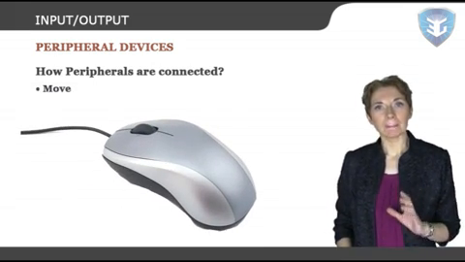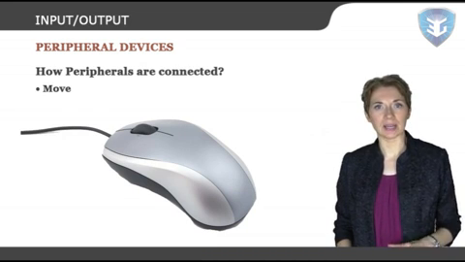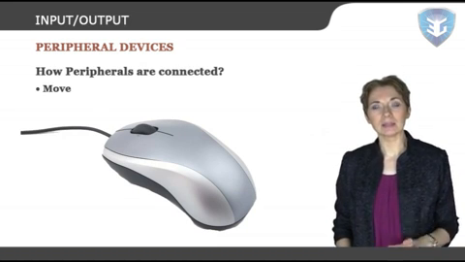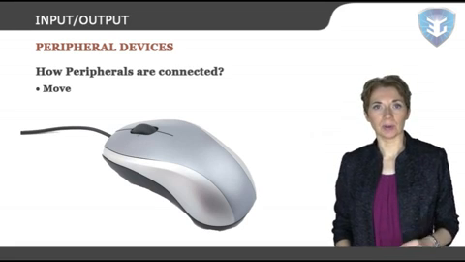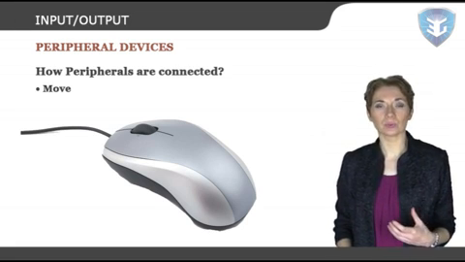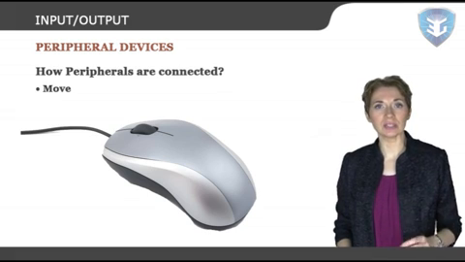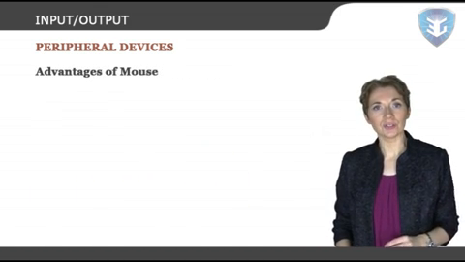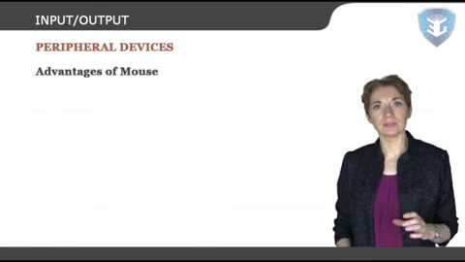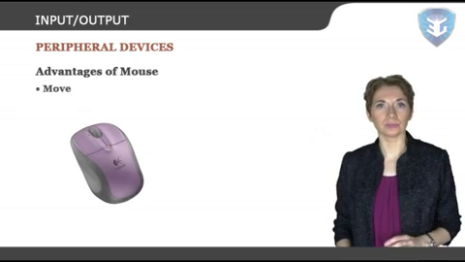Mouse. A mouse is a hardware input device that was invented by Douglas Engelbart in 1963 while working at Xerox PARC, who at the time was working at the Stanford Research Institute, which was a think tank sponsored by Stanford University. Advantages of a mouse. The advantages of a mouse are to move.